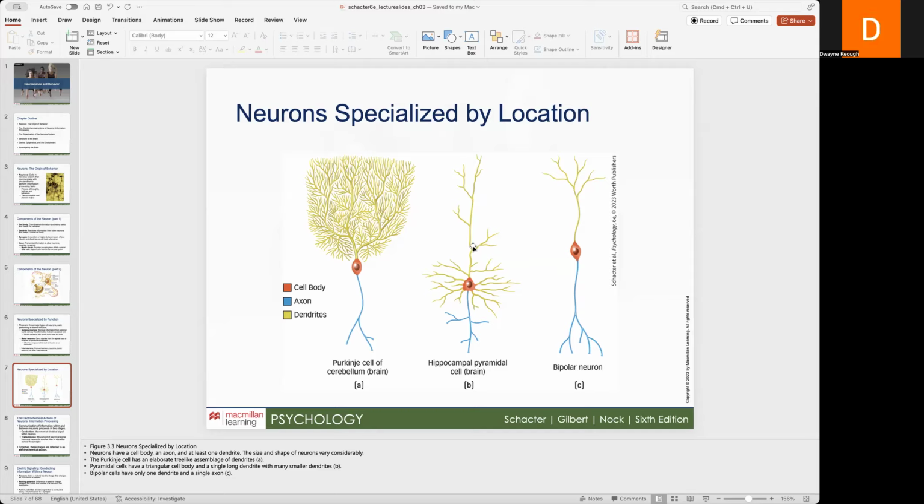Hippocampal pyramidal cells are also presented just for you to look at. These are different kinds of dense dendritic branches, slightly more or less complex, and then really straightforward neurons like bipolar neurons, which are found in the back of your eye.